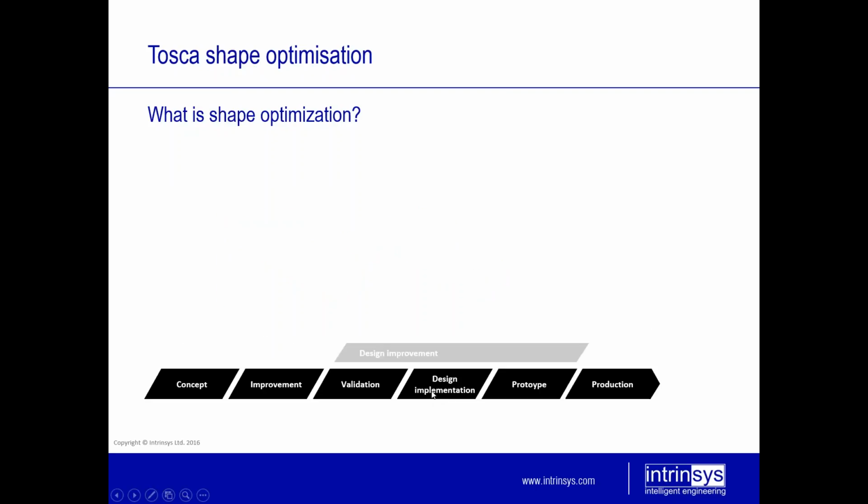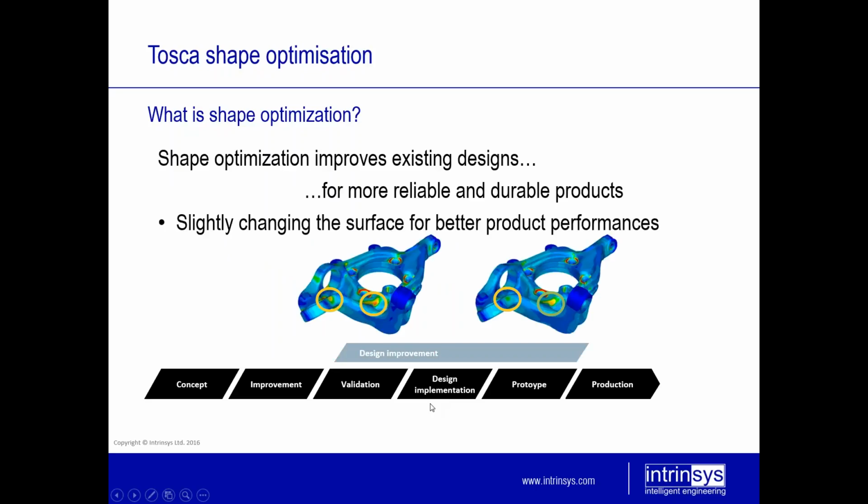So what is shape optimization? Shape optimization is more to reduce the peak stress which can occur during an analysis. It will smooth some critical areas to reduce the peak stress.